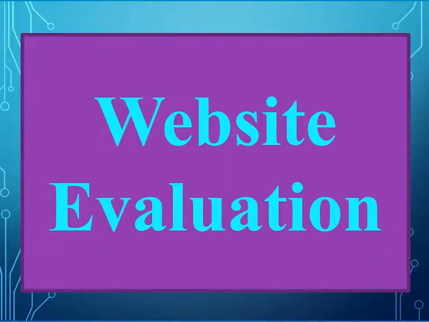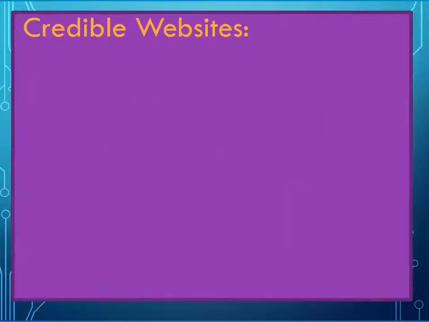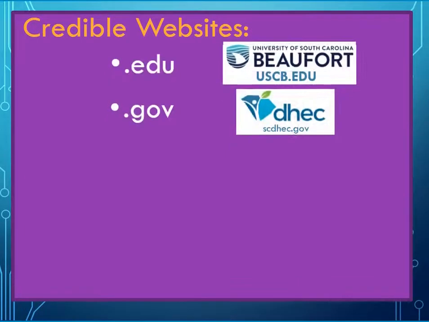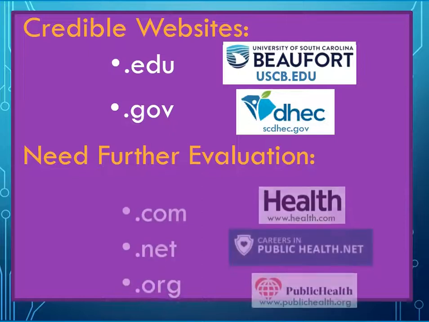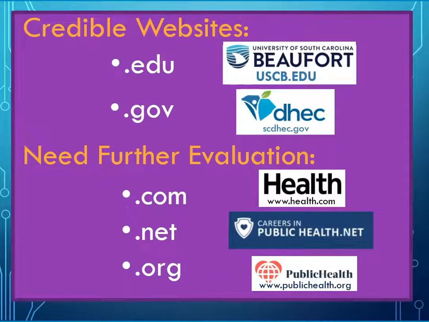For some assignments in this class, you are allowed to use informal online sources. This is where your online resource evaluation skills come into play. Typically, websites that end in .edu and .gov are considered reliable sources. Websites that will need further evaluation to determine credibility include those that end in .com, .net, and .org. If the website is specifically recommended by your professor, you can consider it a reliable resource.